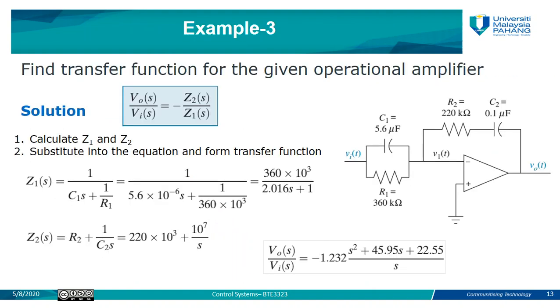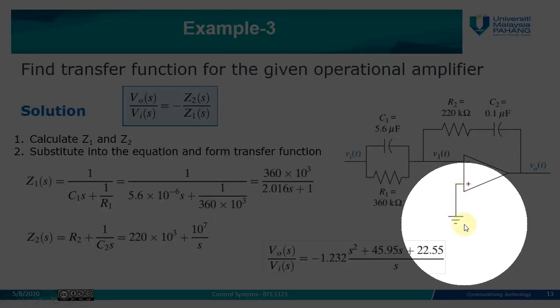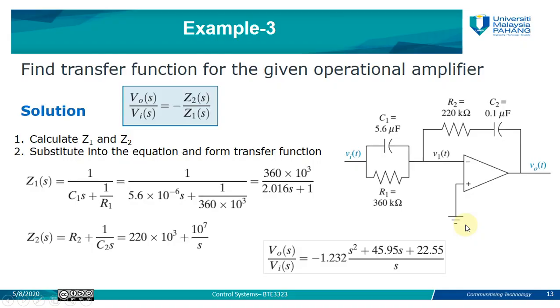We have this example here. It says find the transfer function for the given operational amplifier, and he gave you this operational amplifier. The first thing you need to do when given such a question is to see whether it is inverting or non-inverting. So you check the terminal V2, the positive terminal of your amplifier. Is it connected to the ground? Yes, it's connected to the ground, so it is an inverting amplifier. Since it is inverting, you use the inverting transfer function: V out over V in equals negative Z2 over Z1.